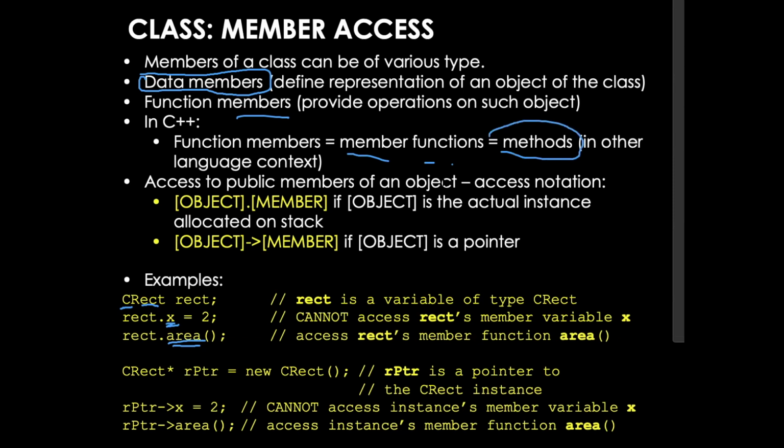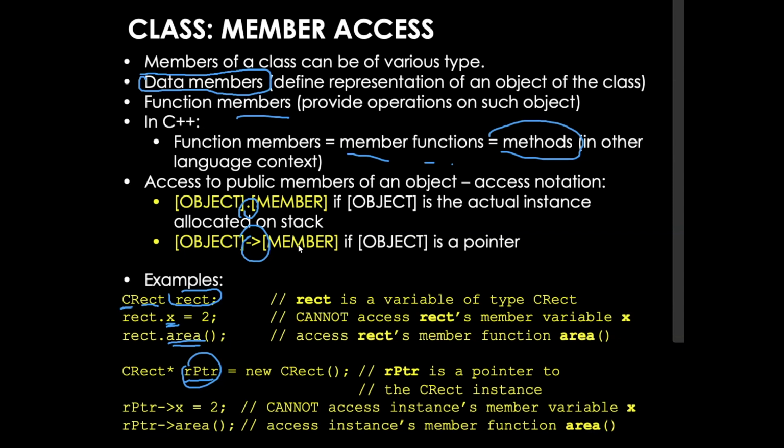Access to a public member of an object. So here's the difference. You can have this object being declared, like in the example of rect, on the stack. If that's the case, then you have to use this dot operator. Now, if instead this instance is dynamically allocated on the heap, then this is what we call a pointer, a pointer pointing to this rect in memory. Then you have to use the arrow operator. So these are the two differences.